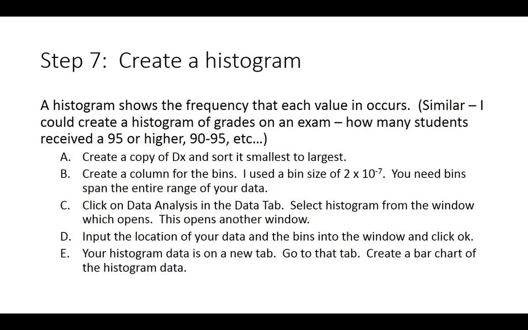Then we're going to create a new column for the bins. When I did my example for myself, I found a bin size of 2 times 10 to the minus 7 worked well. You can play around with bin size if you want. Your bins need to span the entire range of your data. And then using the data analysis tab, we can create a histogram. We can input the information for our data and our bins in the window that opens. And then the histogram data will form on a new tab, and then we can create a bar chart of it.